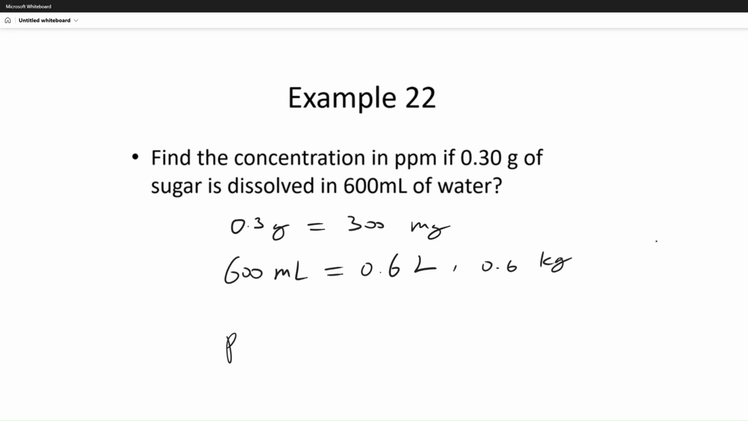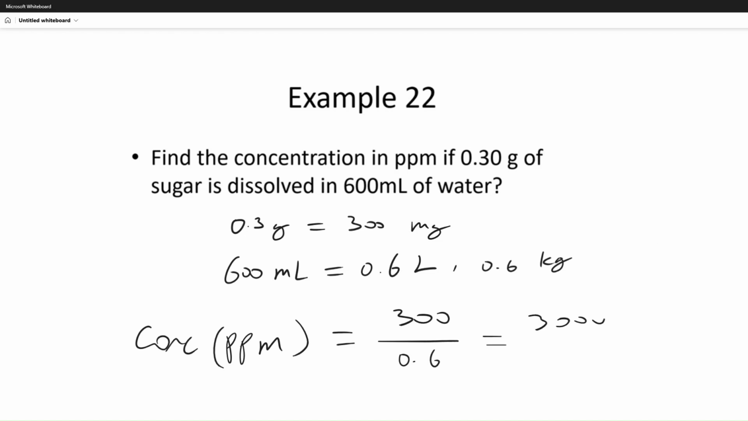So now the parts per million calculation would go like this. The concentration in parts per million would go 300 divided by 0.6. So that's 3,000 over 6, so that's 500 parts per million.